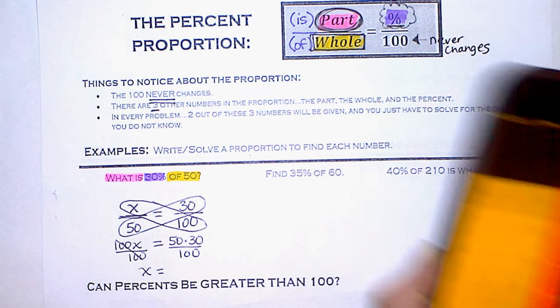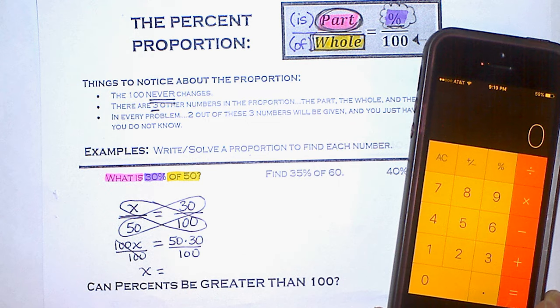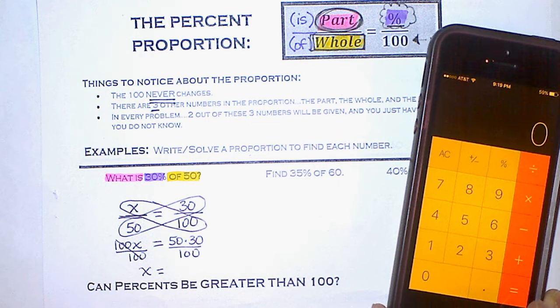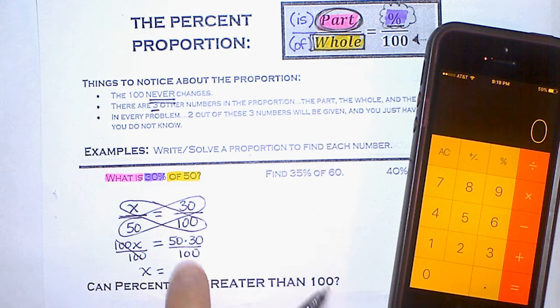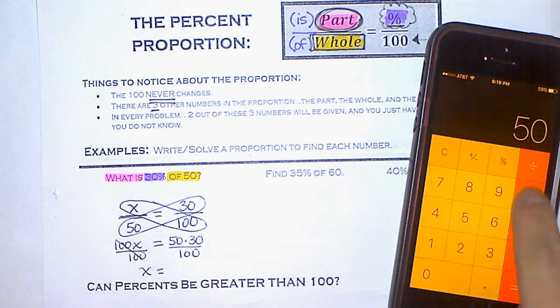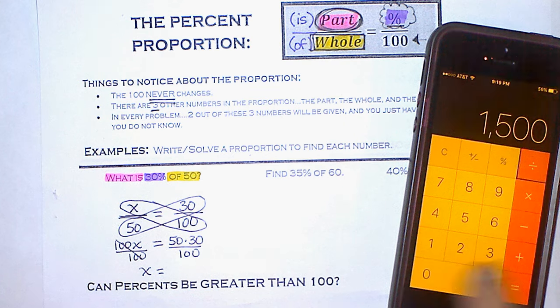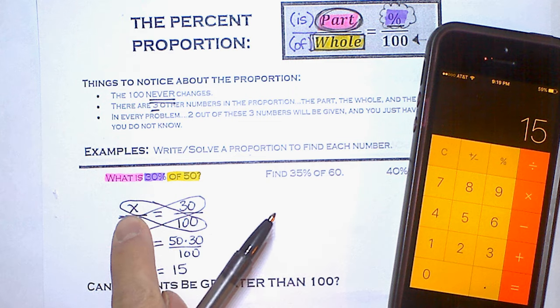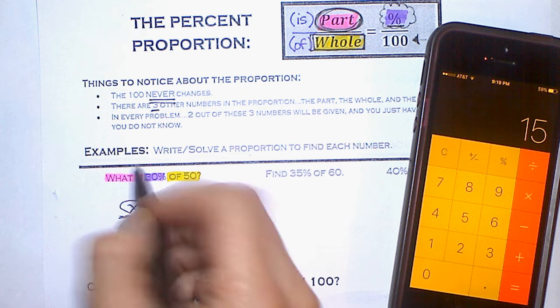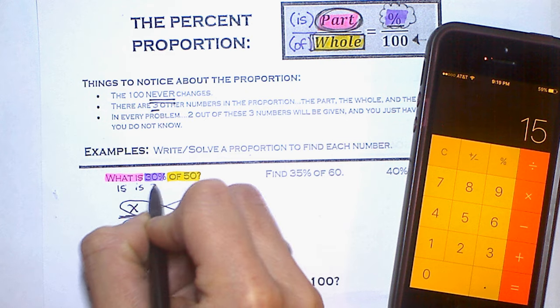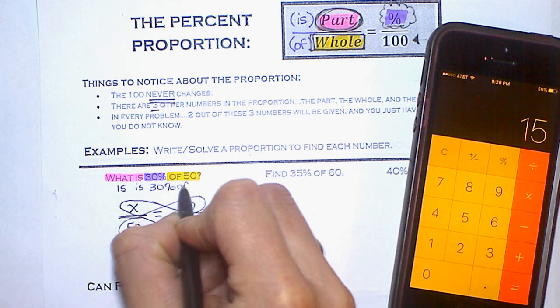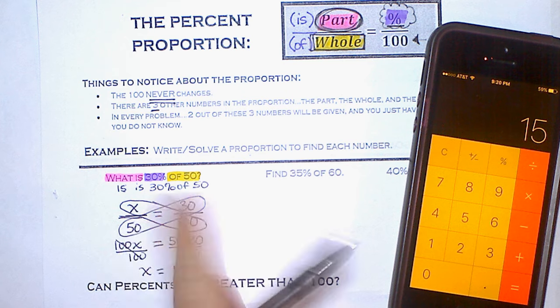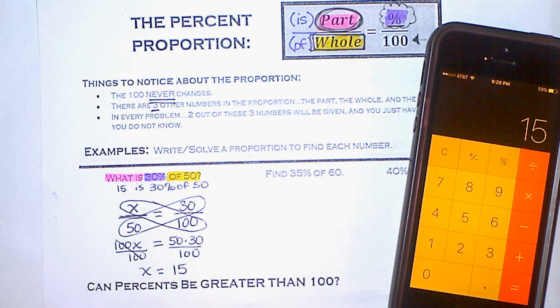I didn't bring my scientific calculator home, so I'm just going to use the calculator on my phone. I'm just going to do 50 times 30 divided by 100. So 50 times 30 divided by 100. Our x is 15. That is our missing number. 15 is 30% of 50. So 30% of 50 is 15. That is what we just found.